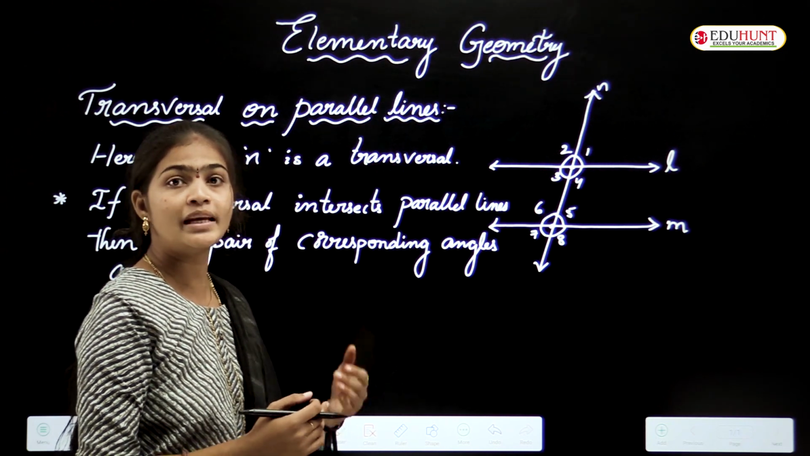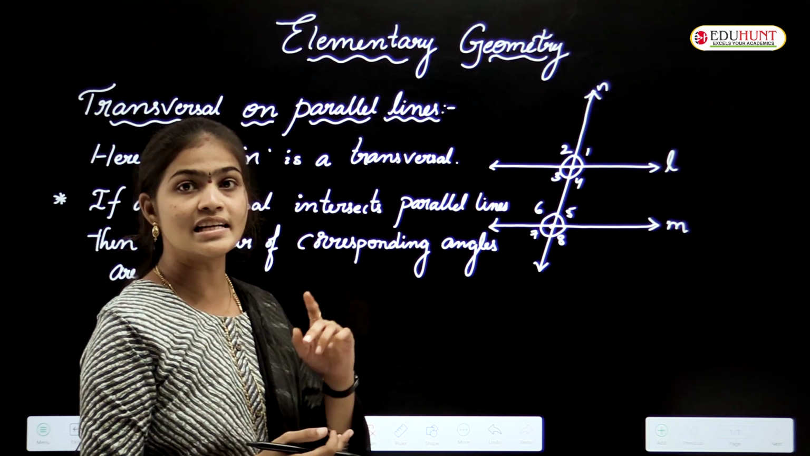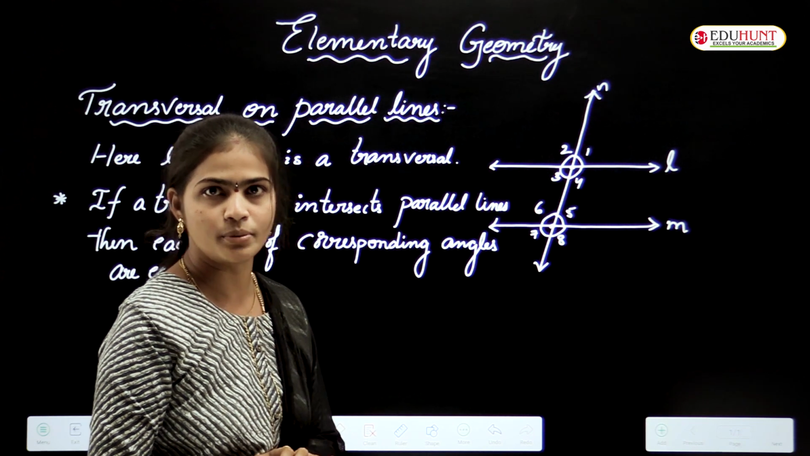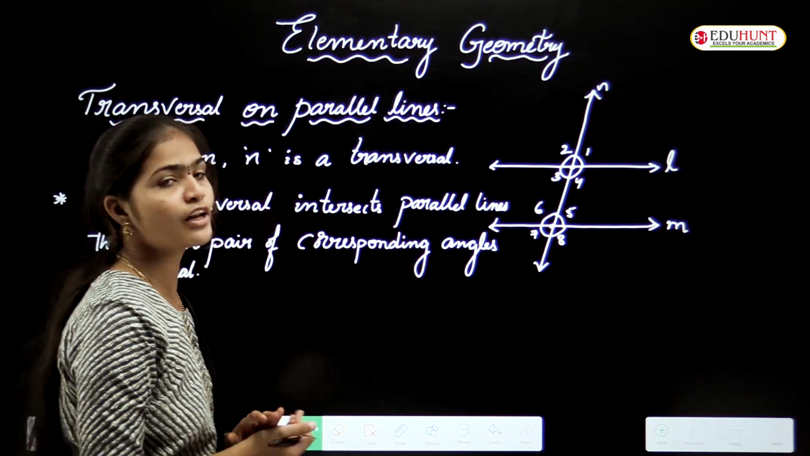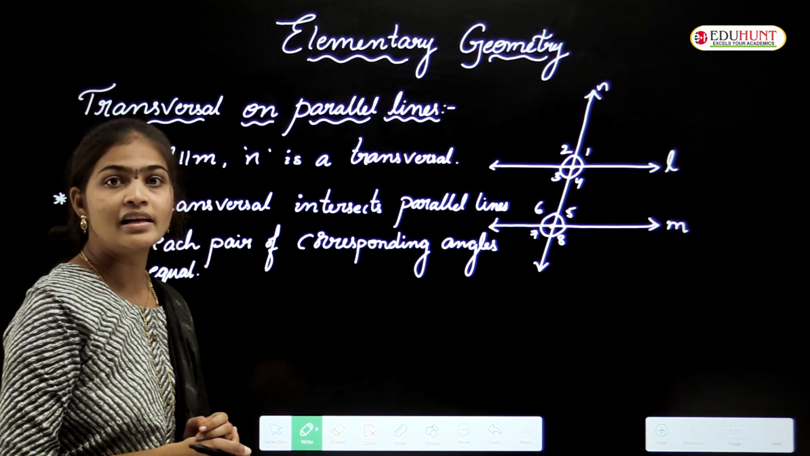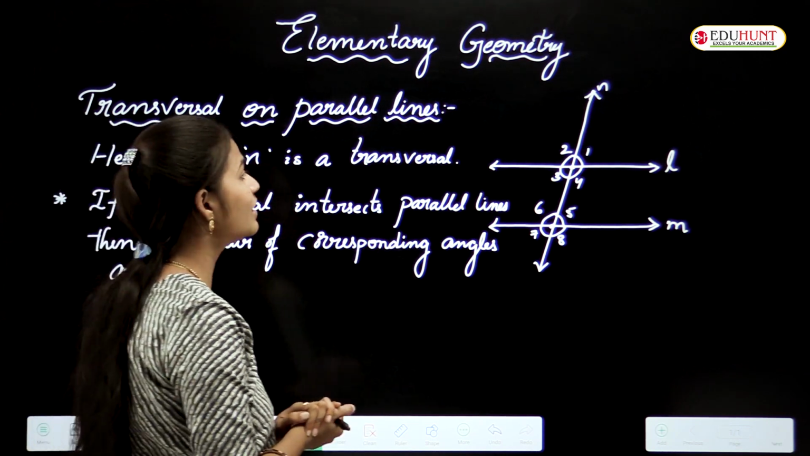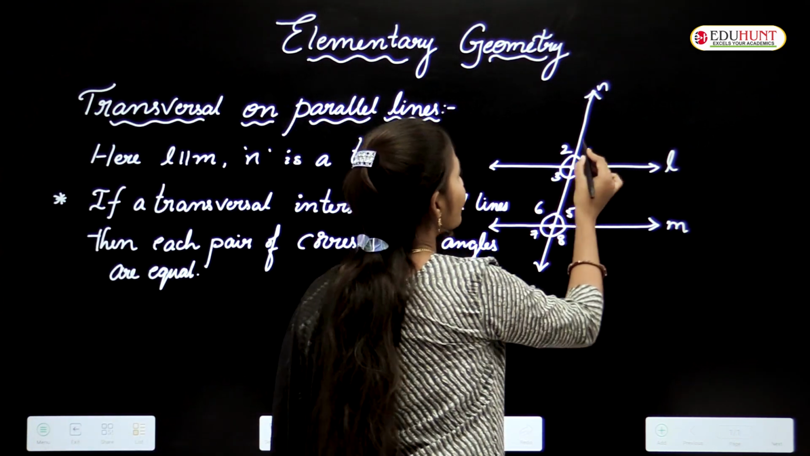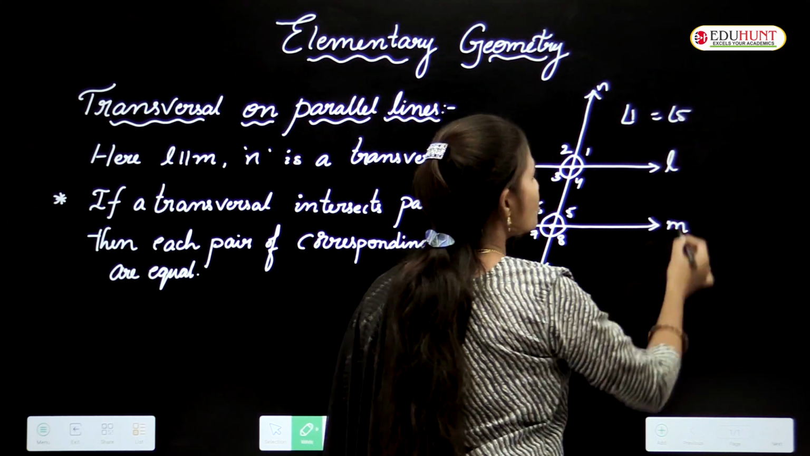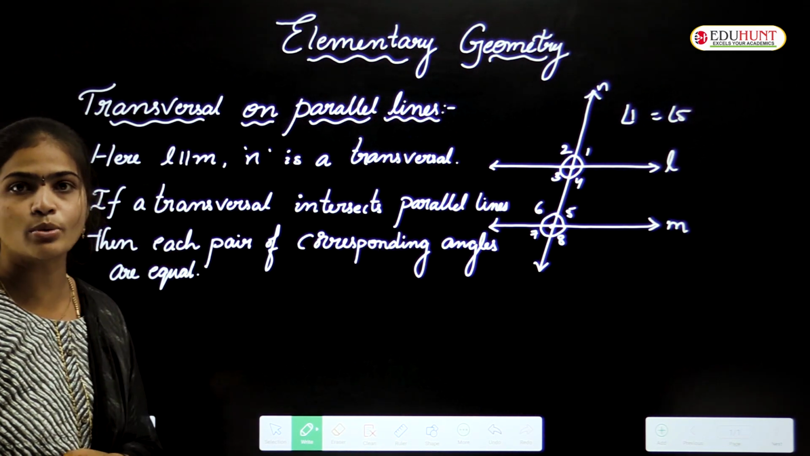Already we know how many pairs of corresponding angles will be formed here. If the transversal cuts two lines, then 4 pairs of corresponding angles will be formed, right? Each pair of corresponding angles will be equal if the given lines are parallel, that is the first condition they gave here. Once observe this figure, here angle 1 and angle 5, those two are equal. According to this condition, I wrote here angle 1 is equal to angle 5.